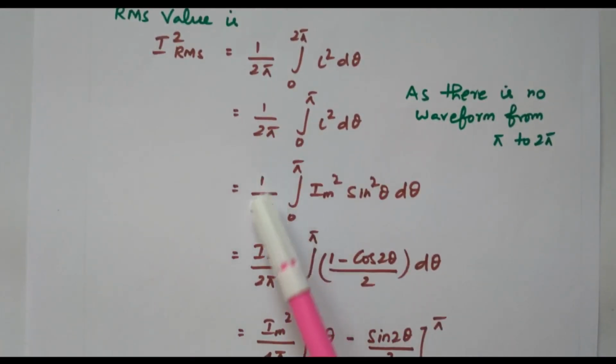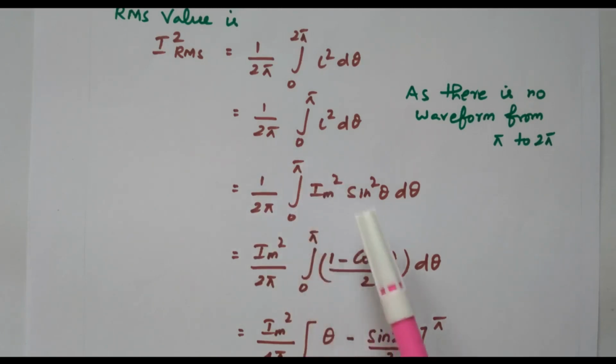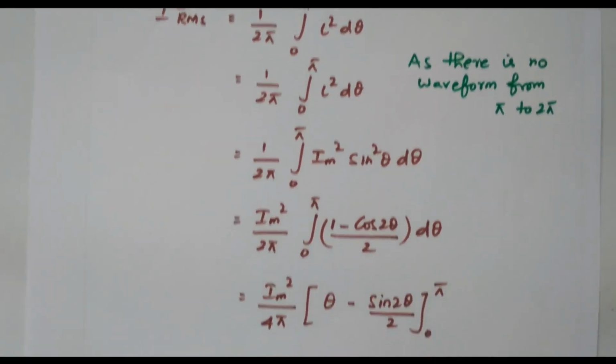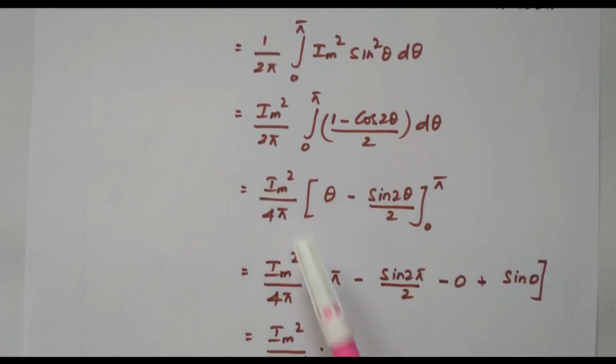So 1 divided by 2π, integral from 0 to π of Im² sin²θ dθ. Im² is taken outside, so Im² divided by 2π. To go for the integration, sin²θ is converted into (1 − cos 2θ) divided by 2, dθ. The 2 also we can take outside, so Im² by 4π times the integral.